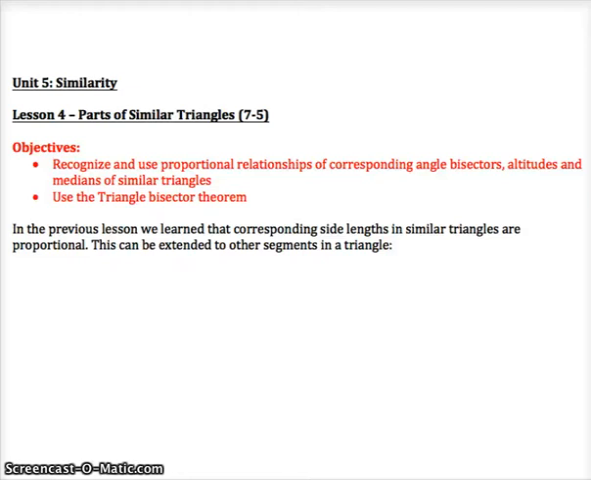Here we go. This is lesson 4, section 5. It says parts of similar triangles, but really that's kind of ambiguous. When we said parts before, when we said CP, that was stuff like just the segments and the angles of a triangle. Now this time we mean parts as things like angle bisectors, altitudes, and medians. Oh my. And then there's one other triangle bisector theorem coming up.